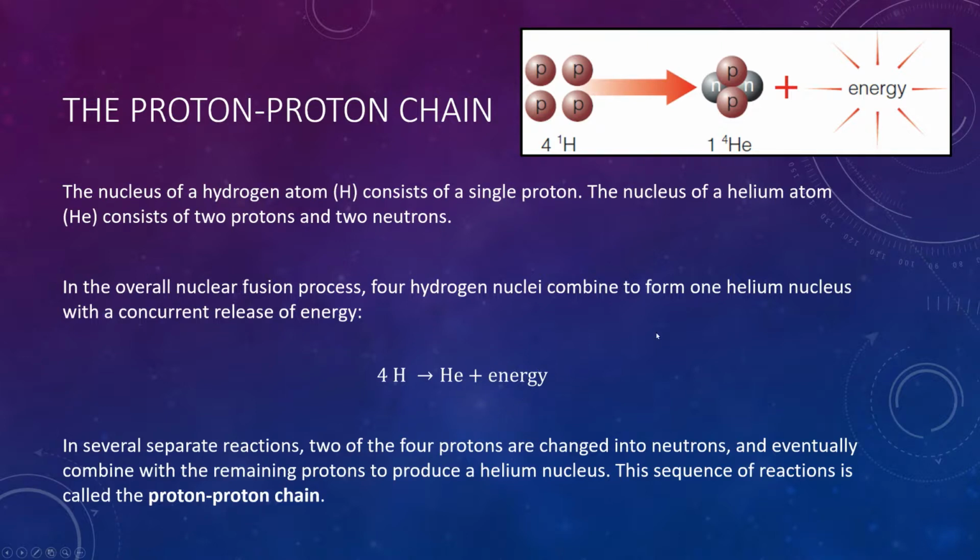So this overall reaction actually proceeds through several steps involving just 2 nuclei at a time. The sequence of the steps is again what we call the proton-proton chain, since it involves collisions between protons, the hydrogen nuclei. So let's look at each step of this proton-proton chain, something that is very important and you'll probably want to follow along with.